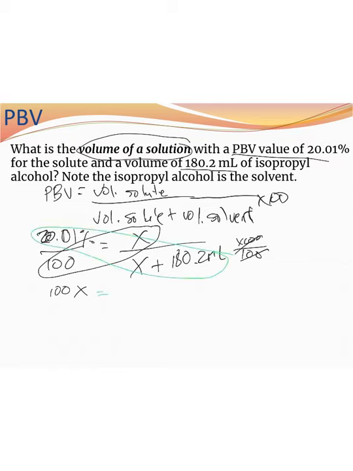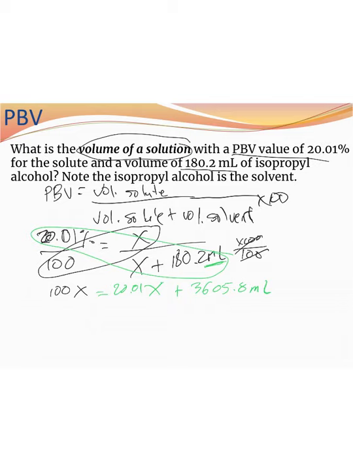And this is just a distribution, X times 20.1 equals 20.01 plus 180 times 20.1. I'm guessing 3,600 something. And since that one had milliliter in it, we put down milliliter.